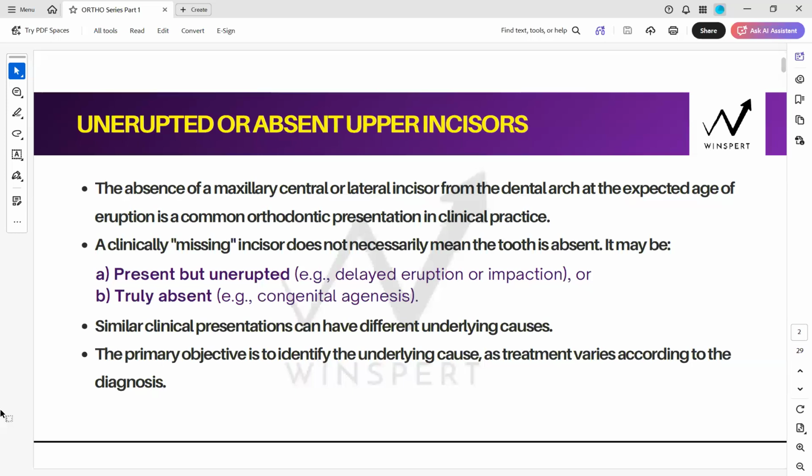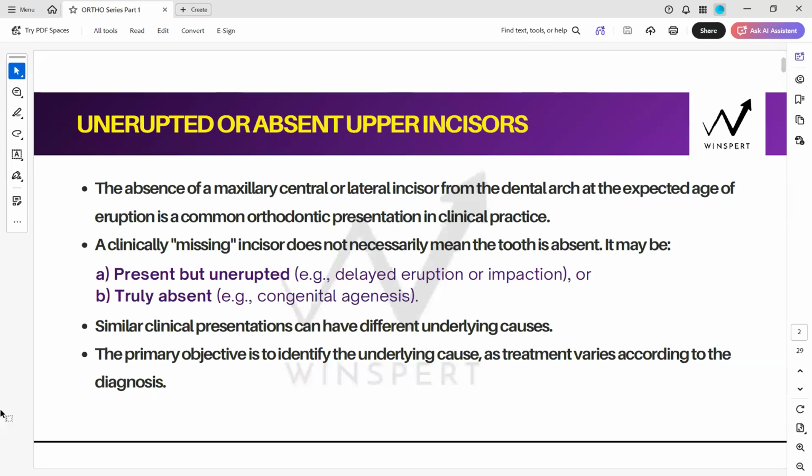Now, the primary objective of identifying the underlying cause is that treatment will vary according to the diagnosis. Sometimes it could be agenesis, completely absent. In that case, you have to do replacement or substitution with the adjacent teeth. Whereas if there is an impaction or dilaceration, or a supernumerary tooth hindering the path of eruption, your management would be different accordingly.